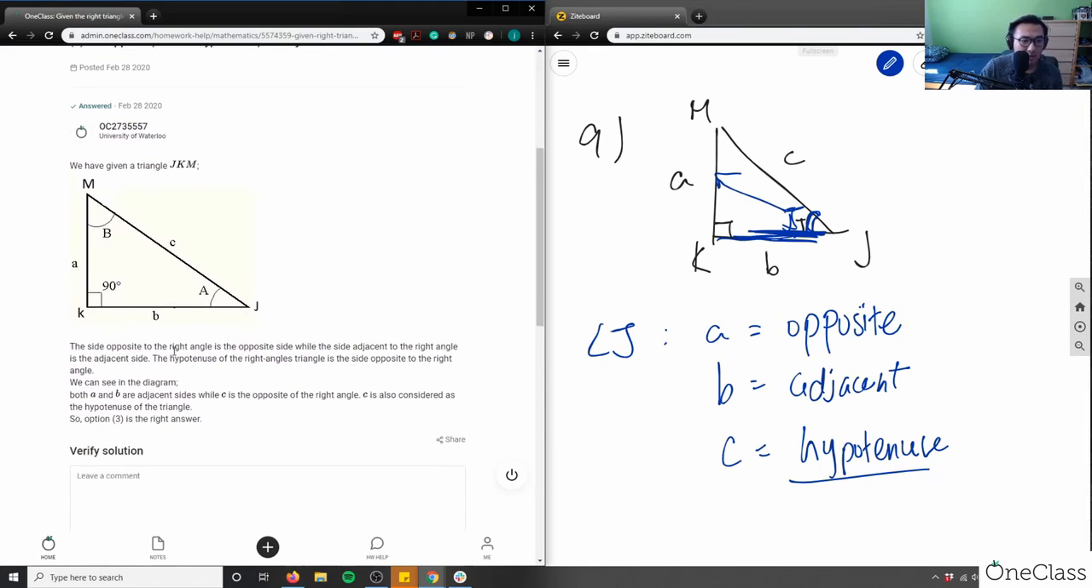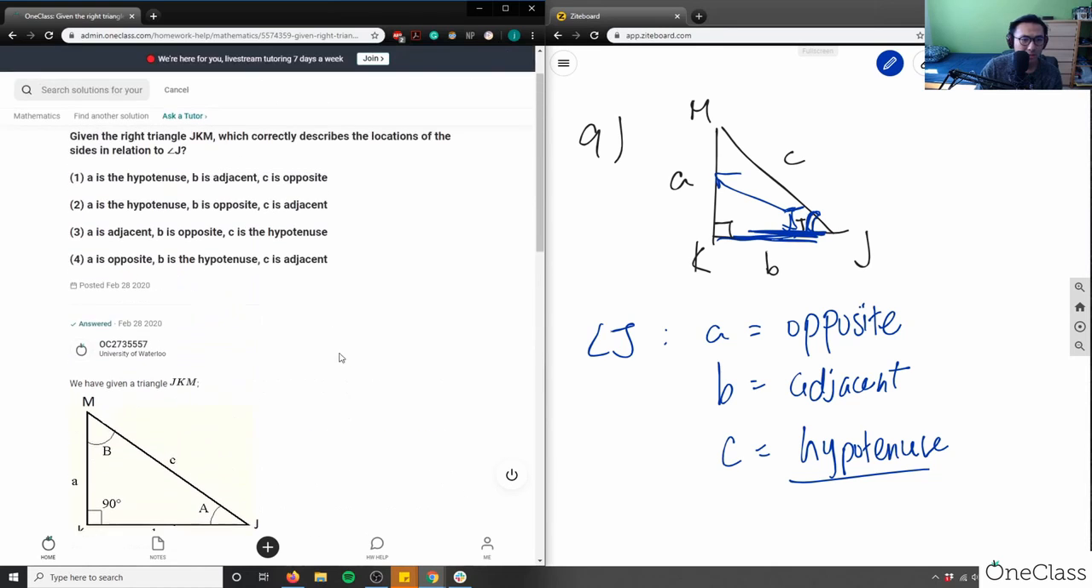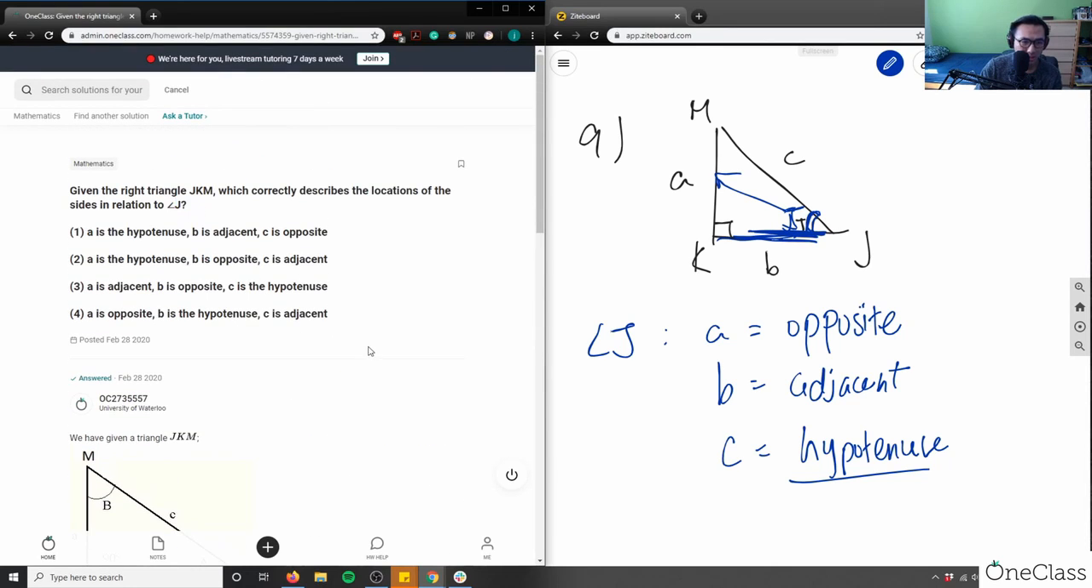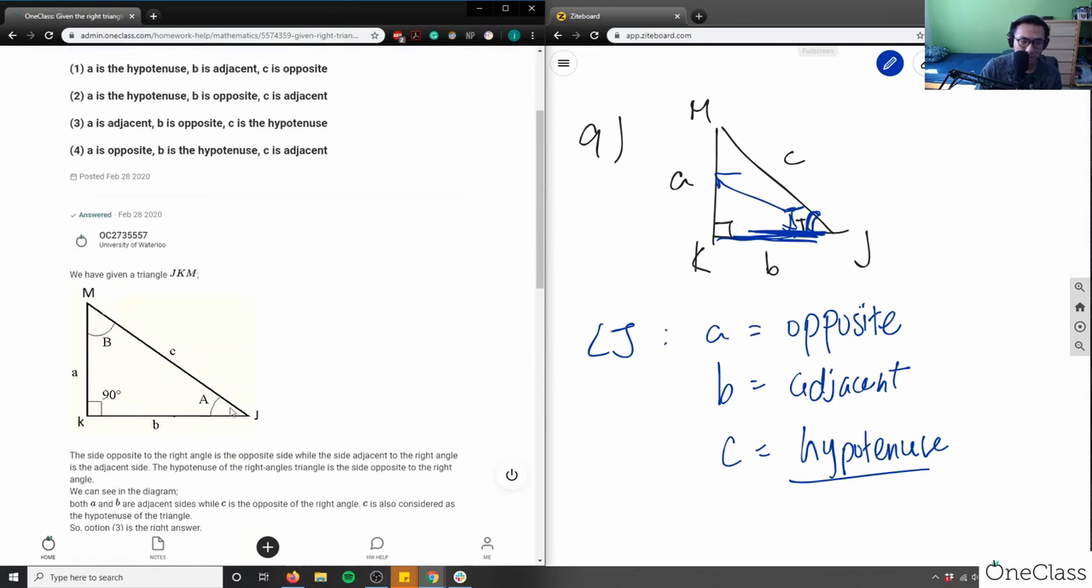The side opposite the right angle is the hypotenuse, and the side adjacent to the right angle is... C is considered the hypotenuse. That's good. But this is angle J though. This is angle J here, but they wrote A here. So I don't know what this question is asking in terms of angle J, because this here is angle J.